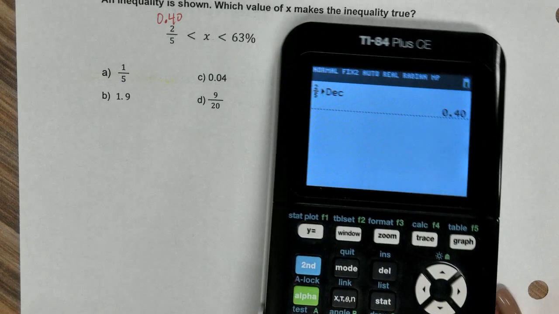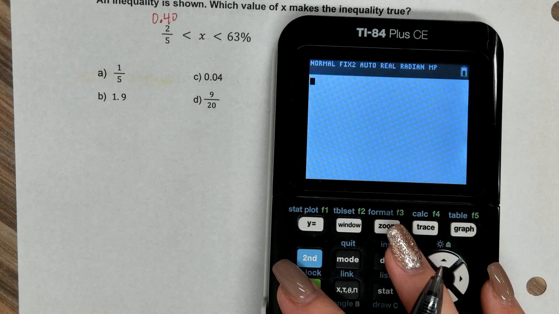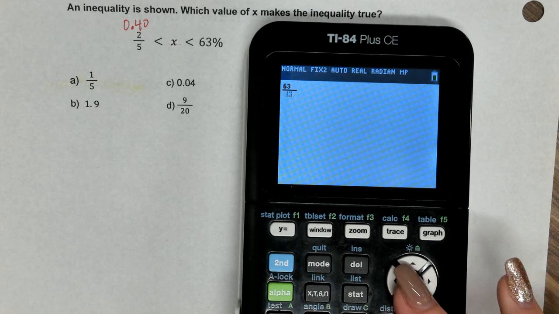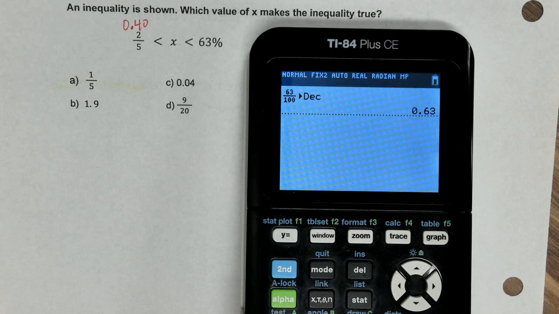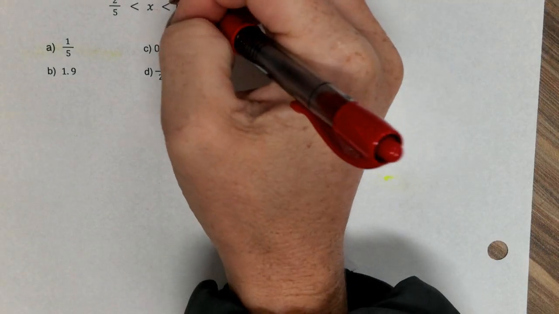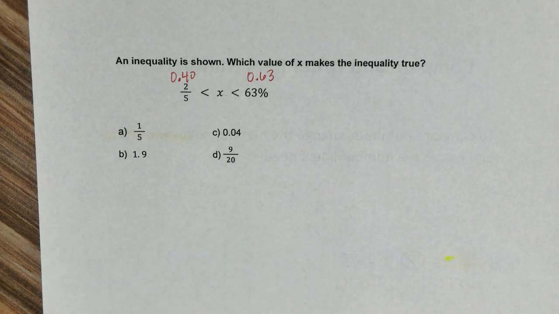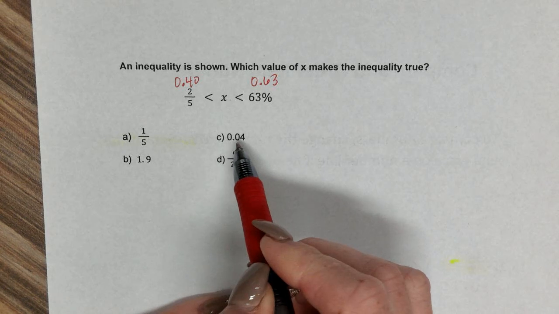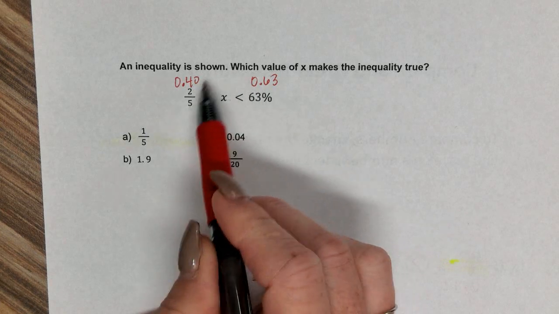All right, 63%. How do you change a percent to a decimal? Put over 100. So alpha y equals 63 on top, 100 on bottom. Math, decimal, enter. How much is 63% worth? 63 cents. So I am looking for an answer that's bigger than 40 cents, but smaller than 63 cents. Well, do any of these look good? Only C. How much is that worth? 4 pennies.